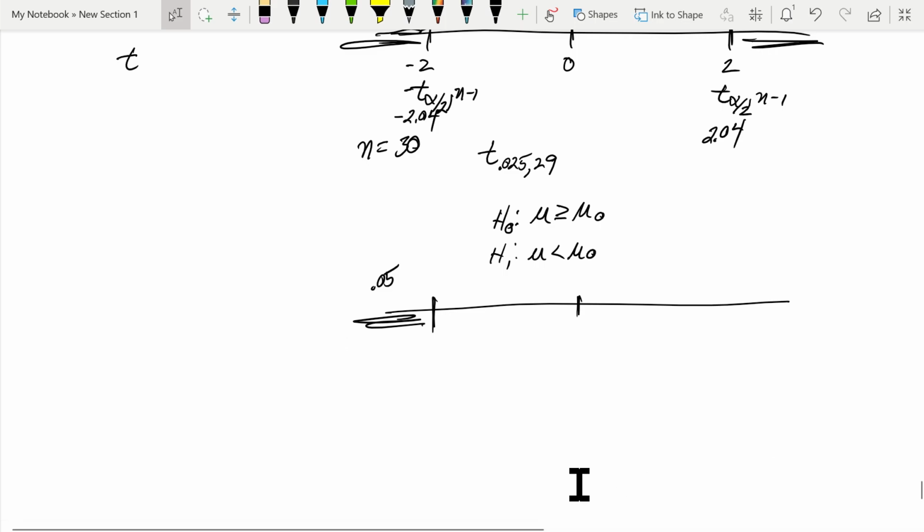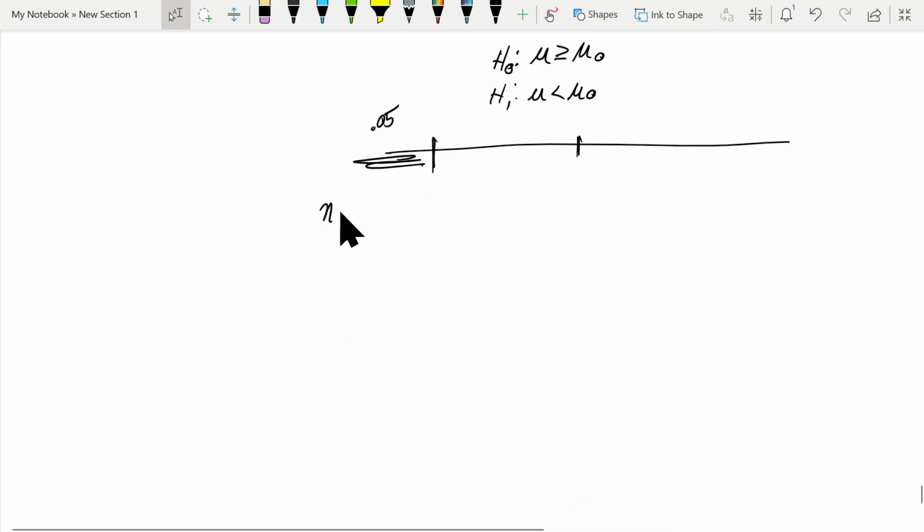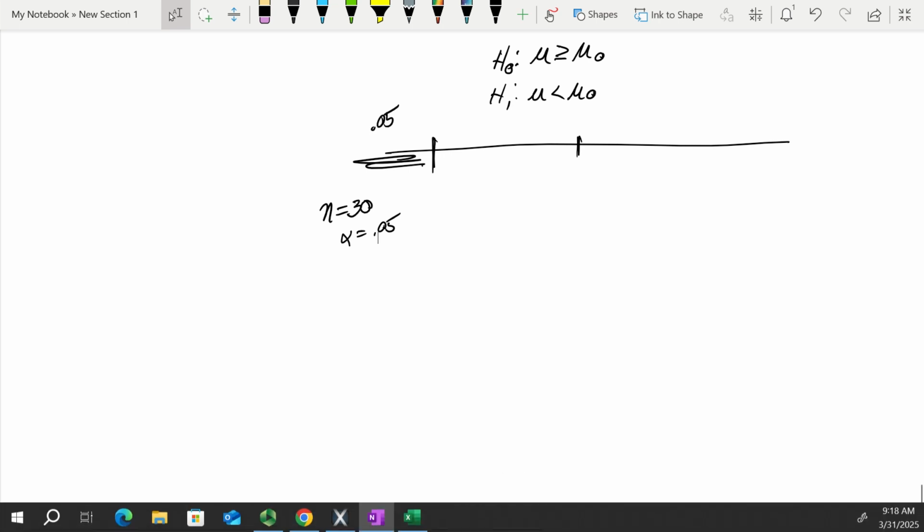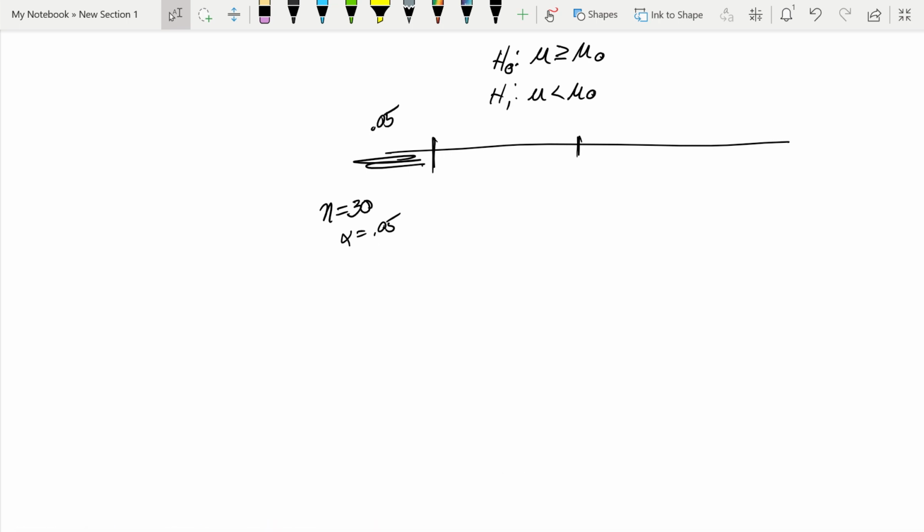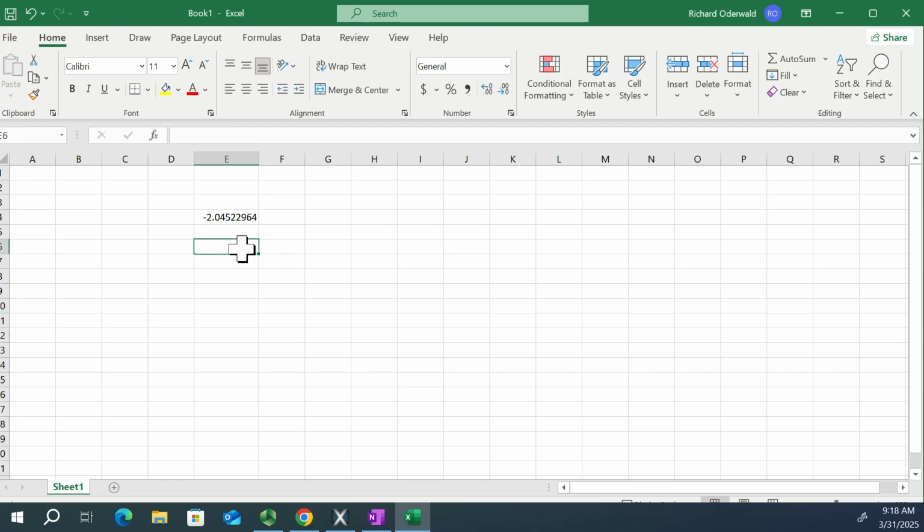For this one, say we have the same sample size, the same alpha level, except now all 5% is in that one tail. So for the Excel command, I have t.inv, and all 0.05 is in the tail, and it's on the lower end. And I have 29 degrees of freedom.